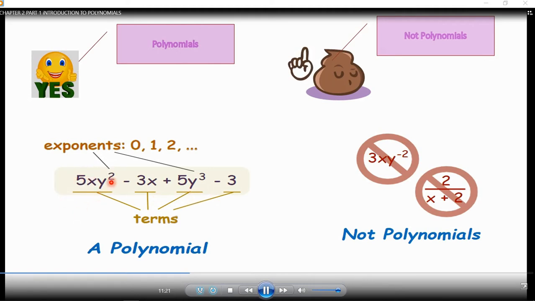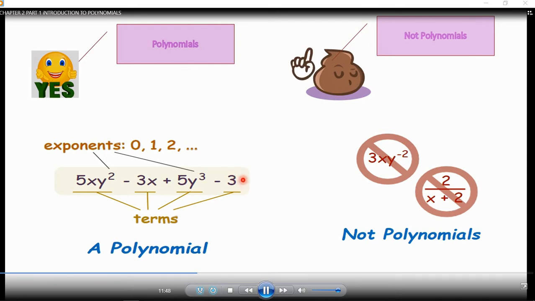Here you are seeing exponents. What is the exponent of y? It is 2. What is the exponent of x? Some of you might say 0, but that is wrong. The exponent of x is 1. Here again the exponent of x is 1. The exponent of y is 3. And what about this constant term? Here the exponent is 0.